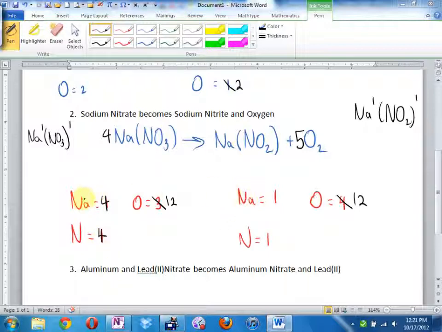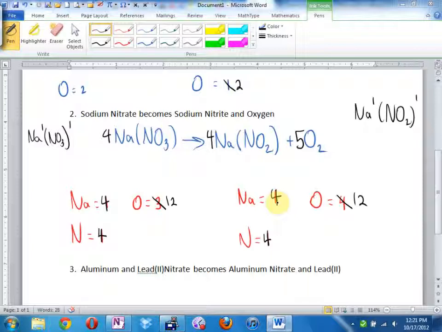How many N's and NAs do I have on the left-hand side, Dane? How many NAs do I have on the left-hand side right now? 4. How many do I have on the right-hand side? How can I get 4 there? Let's try putting a 4 there, and that's going to give me 4, 4. It's going to change the oxygens.